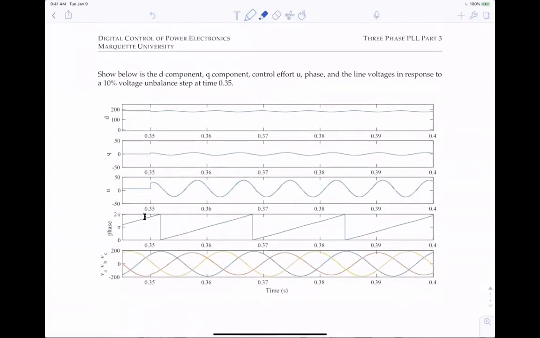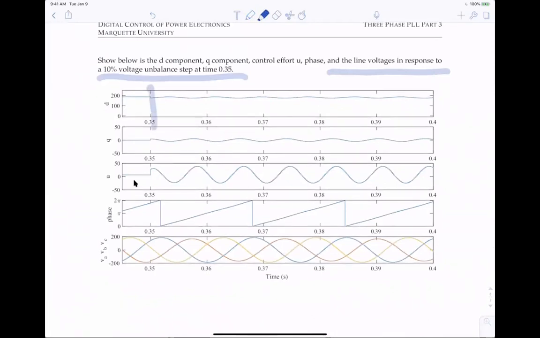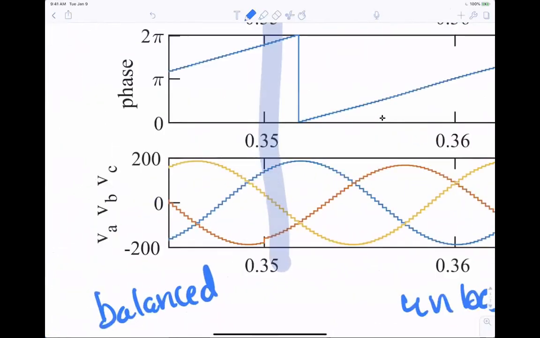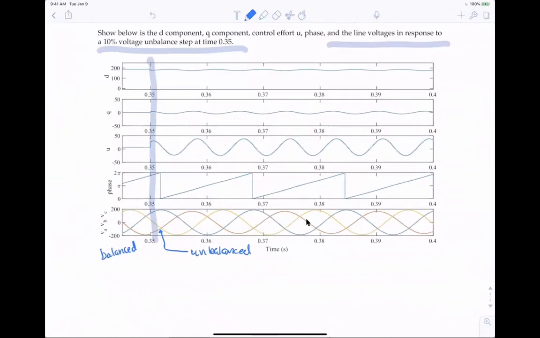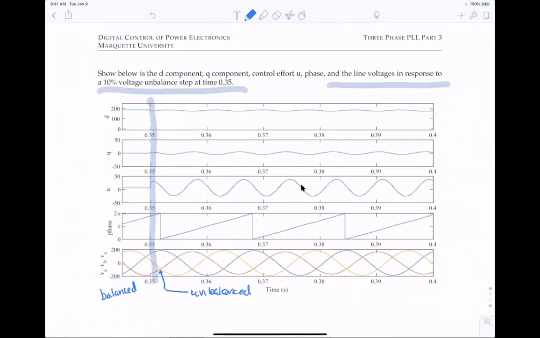All right, lastly, we're going to look at line voltages in response to a 10% voltage imbalance, and that happens at about 0.35. So over here we're balanced, if you look at the three-phase voltages, and then over here we're unbalanced. And it's pretty easy to see. You can see it in the red waveform. It's just red that becomes unbalanced by about 10%. It's 10% lower than the other two phase voltages.